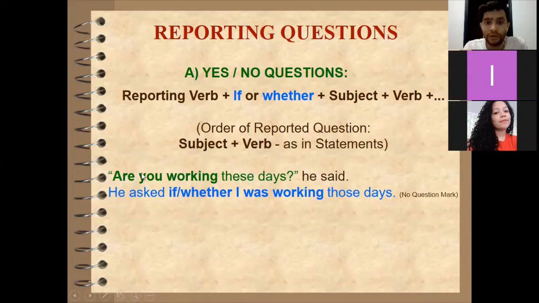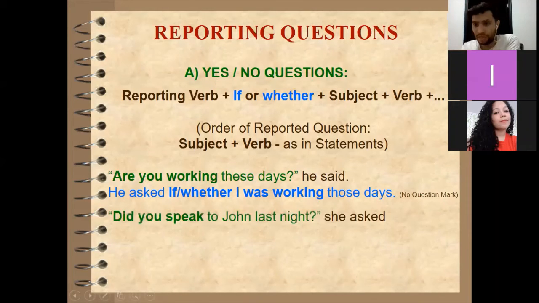All right? So those are the 3 things to take into account when it comes to a yes/no question. So let's see more examples. "Did you speak to John last night?" She asked. How would it be in the reported speech, guys?